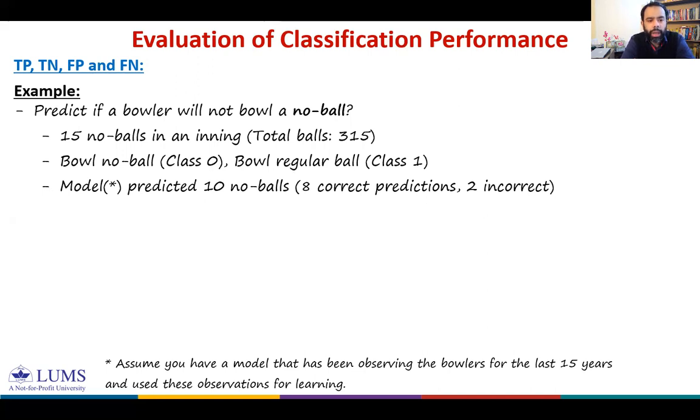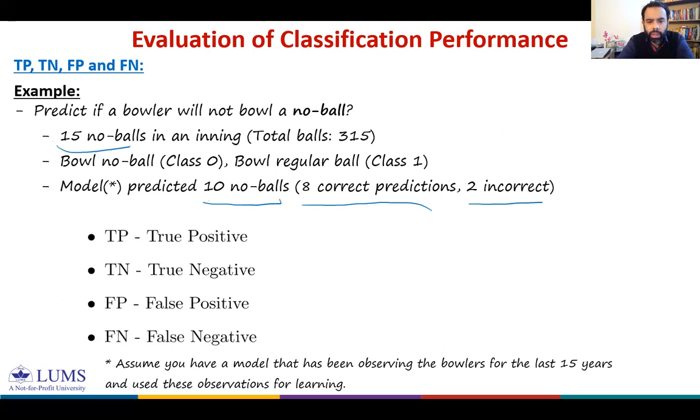We assume that you have a model that predicted 10 no balls. Out of the 15 no balls, when the model predicted these 10, 8 were correct predictions and 2 were incorrect predictions. Given this information, we want to calculate true positive, true negative, false positive, and false negative. Can you help me in computing this?